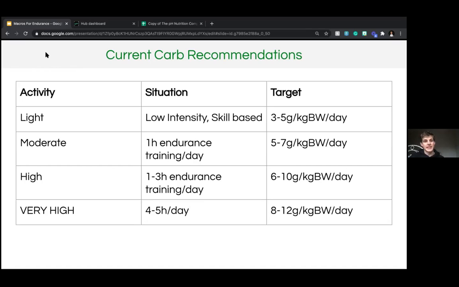And obviously, as you go up, so moderate, you've got an hour of endurance training per day, 5 to 7. High, so 1 to 3 hours of endurance training per day. This is, if you're going for like 100-mile weeks, that kind of stuff, then 6 to 10 grams. And then very high, this will be for your ultra endurance athletes. You even get to 8 to 12 grams per day.